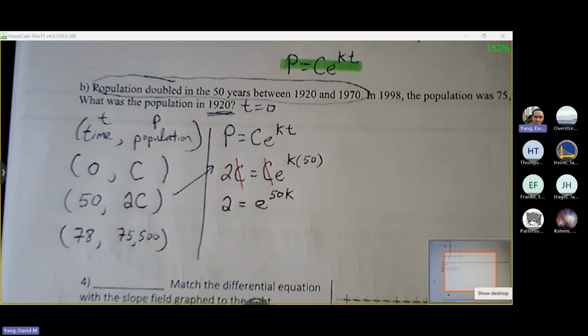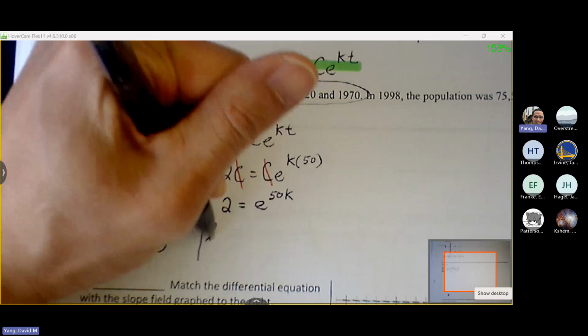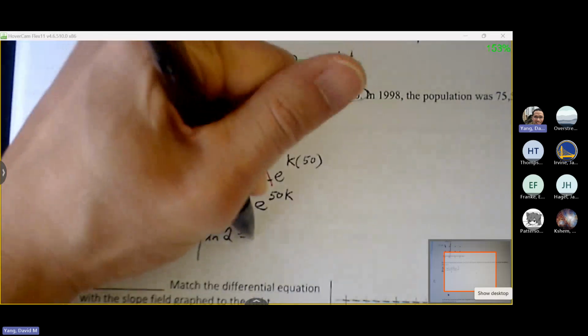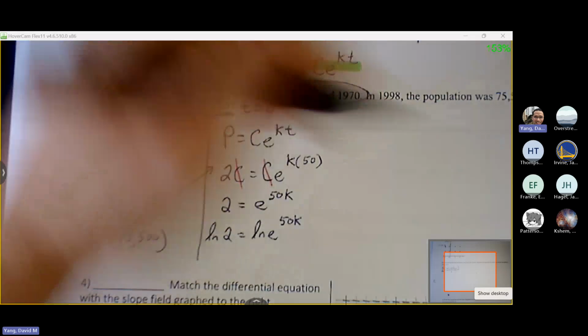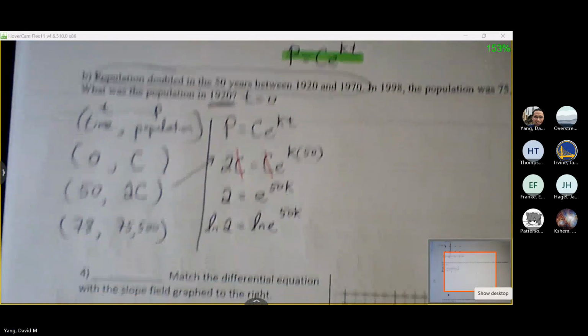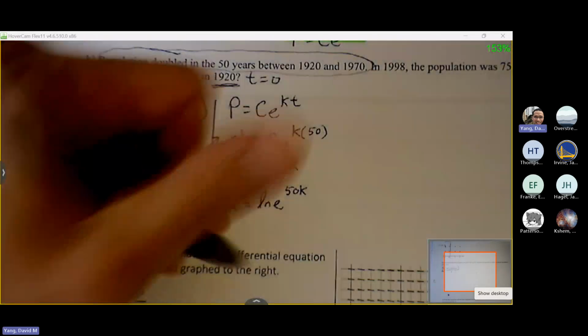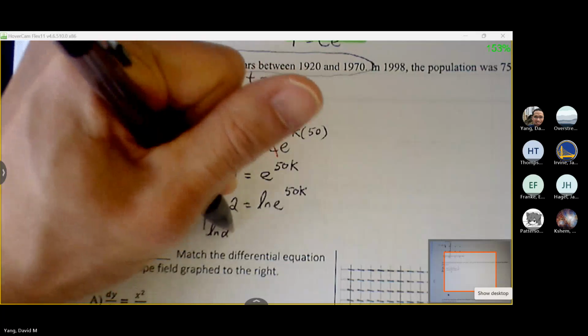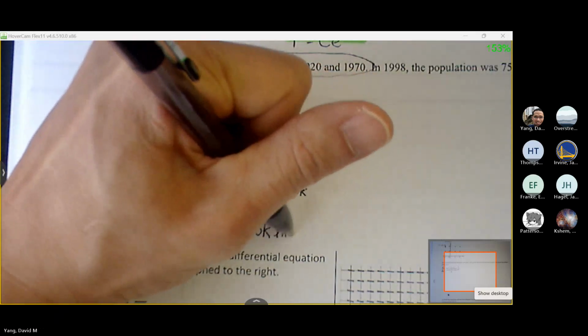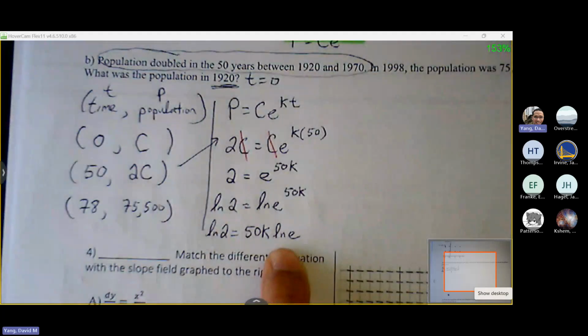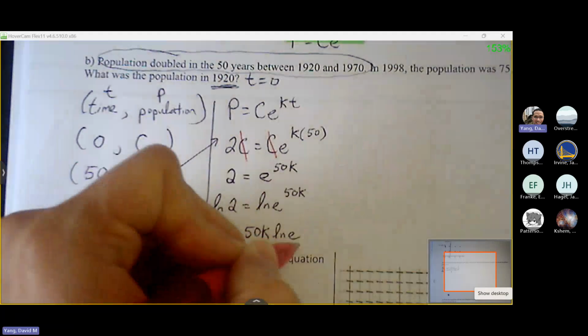I want to solve for K, but K is stuck in the exponent. So do what? Natural log. Because we know natural log has a nice property that allows the exponent to freely move without changing the overall value. 50K can come down. Right? What do you know about natural log of e? Becomes what? 1, right? Goes away.